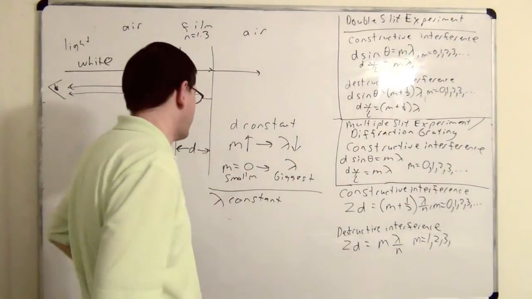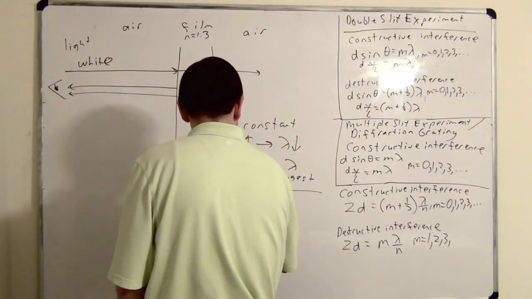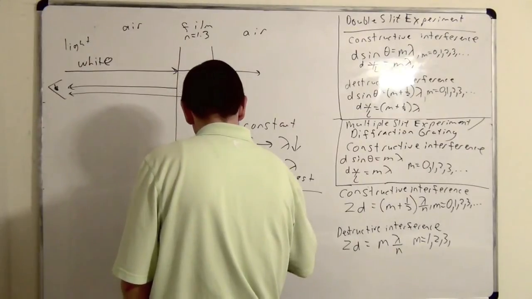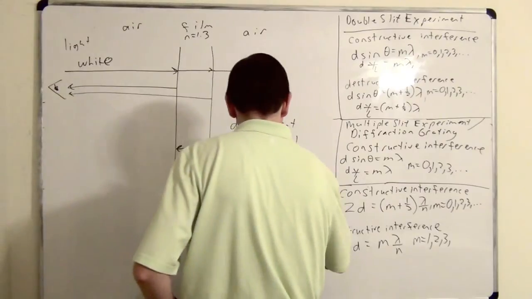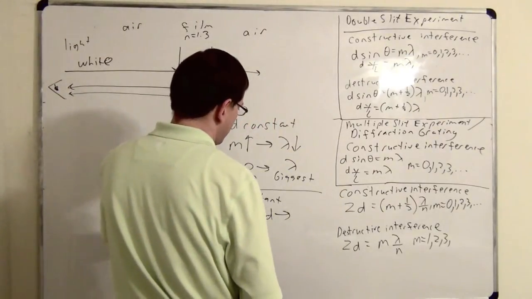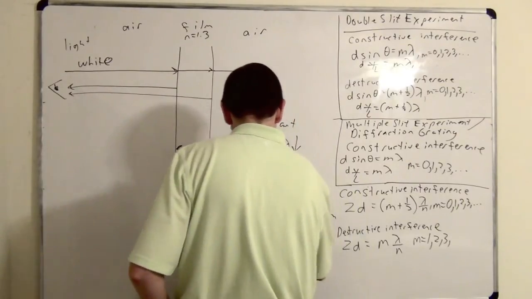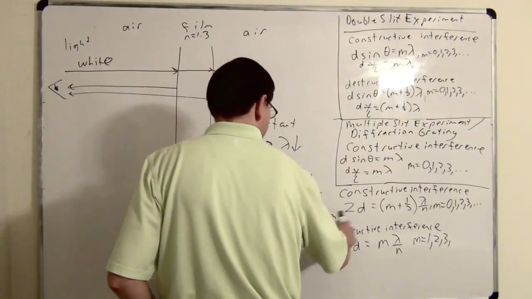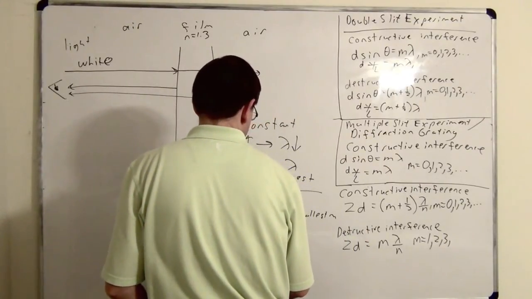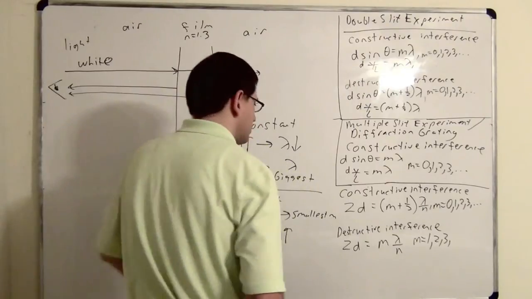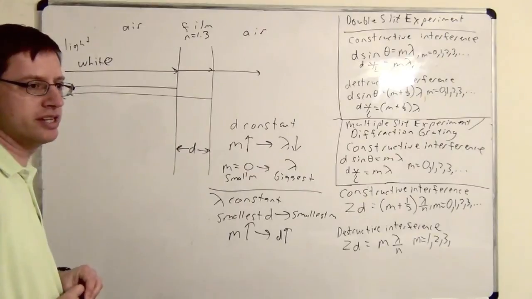The other type of question they could ask is where they're only shining one color. And they could ask, how do you get the smallest possible d that will give you constructive or destructive interference for that? Well, to get the smallest d, you would plug in the smallest m. Because as m increases, what happens to d here if lambda is constant? It increases, because they're on opposite sides of the equation. So those are typical ways that the questions tend to be worded.